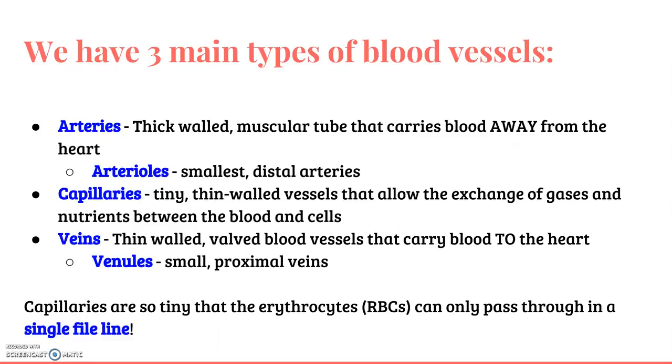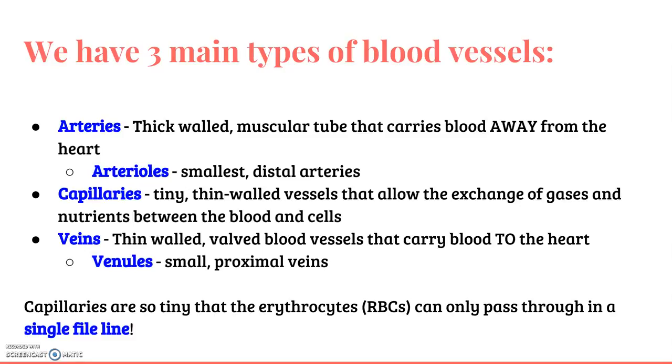All right, so we have 3 main types of blood vessels in our bodies. We have arteries, capillaries, and veins. And within arteries and veins are the smaller arteries, which we call arterioles, and the smaller veins, which we call venules. So arteries are thick-walled muscular tubes, and the main thing to remember is arteries carry blood away from the heart, and veins are thinner-walled with valves within those blood vessels. We'll talk about that in a few minutes. And they carry blood to the heart.